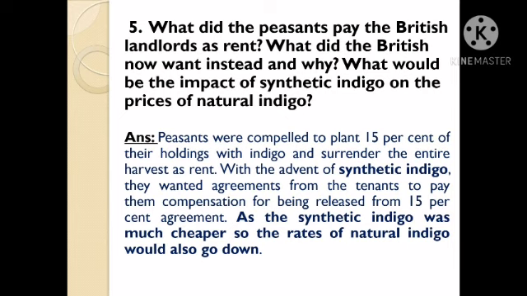With the advent, means rise, of synthetic indigo, they wanted agreements from the tenants to pay them compensation for being released from the 15% agreement, which is again wrong. As the synthetic indigo was much cheaper, so the rates of natural indigo would also go down. Because everybody will prefer synthetic indigo only because it was much cheaper than natural indigo.